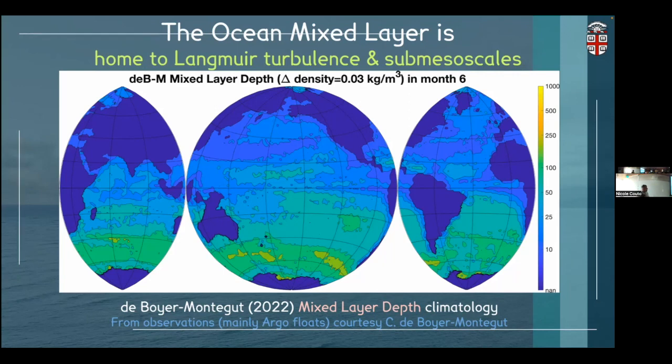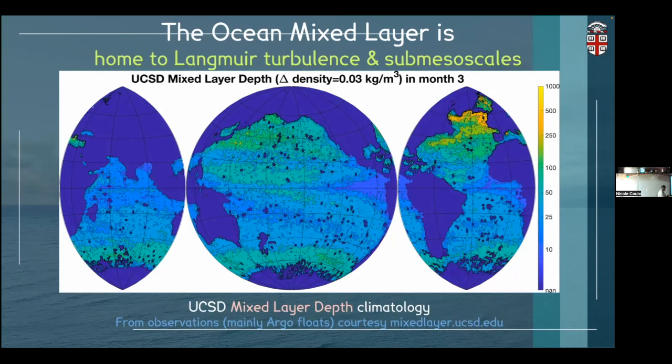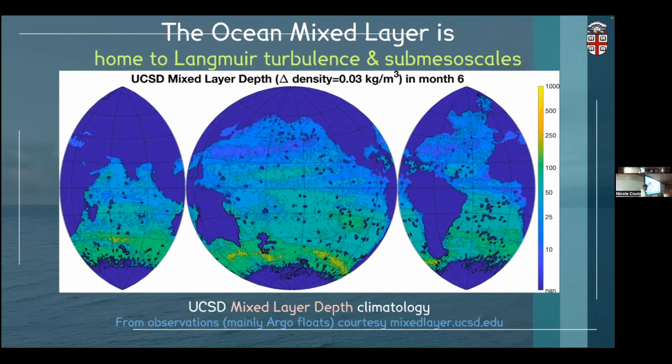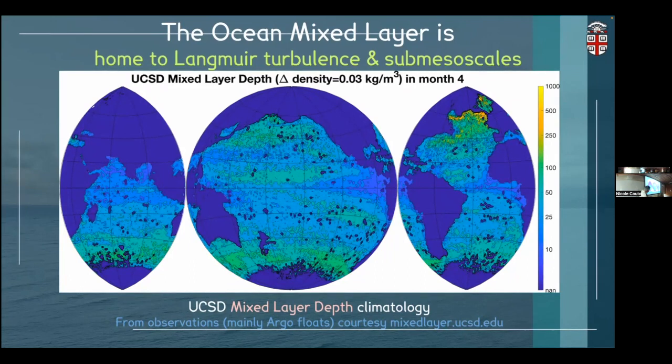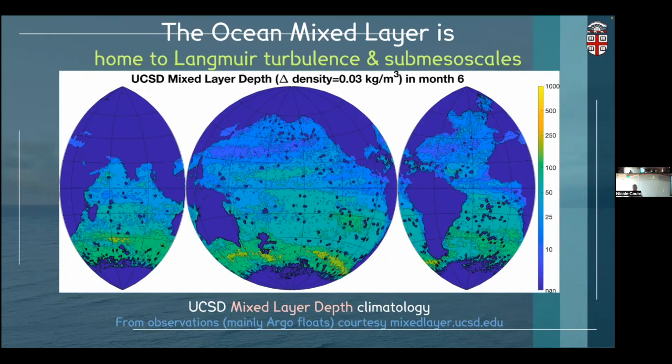And just because I'm here, that was the French version of that climatology. This is the UCSD version of that climatology, which said different things with smoothing and missing data gaps, but broadly similar. The wintertime hemisphere is deep, the summertime hemisphere is shallow, and it's always shallow in the tropics. Okay, so that's what the mixed layer is.